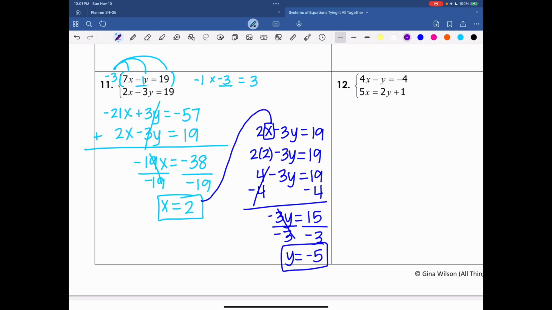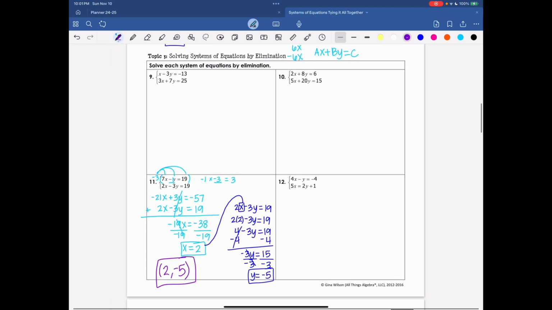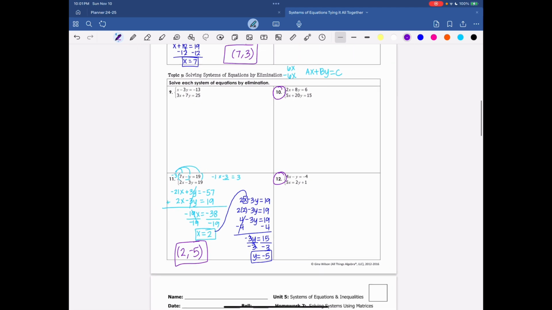Now I want to go ahead and write my answer as a solution. We end up with 2, negative 5. So from topic 3, you are required to do 10 and 12.